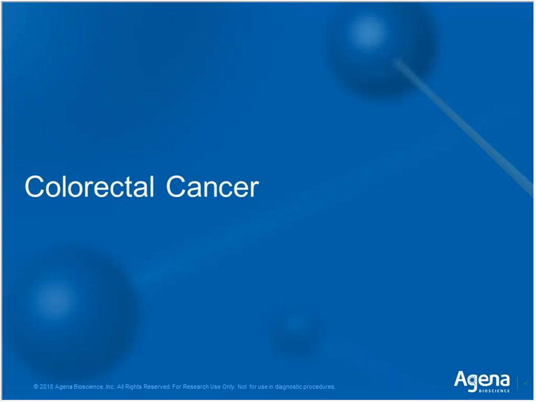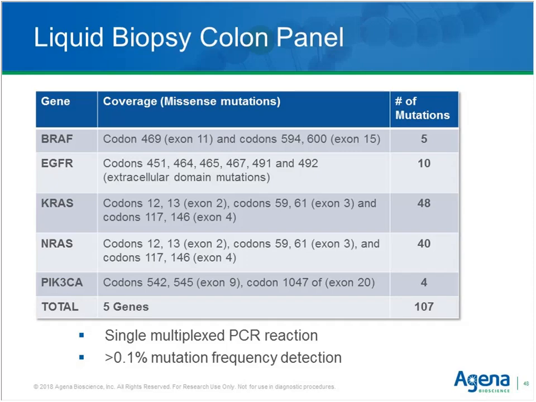So just moving quickly to colorectal cancer. Agena also offers a panel for colon cancer, following the same principle as the lung cancer panel. I don't want to go too much into detail here, but it follows the same principle, which is starting from a single multiplex PCR reaction and having the same limit of detection. That is the sensitivity down to 0.1%.